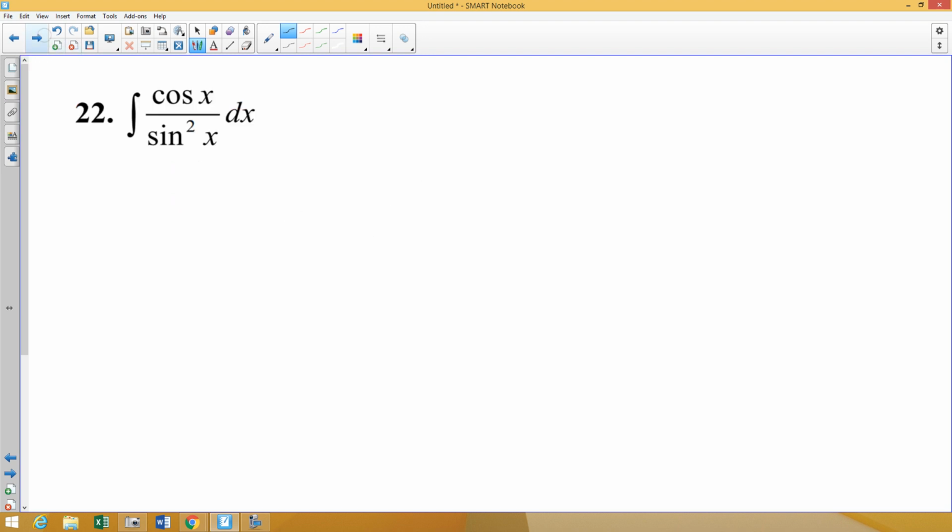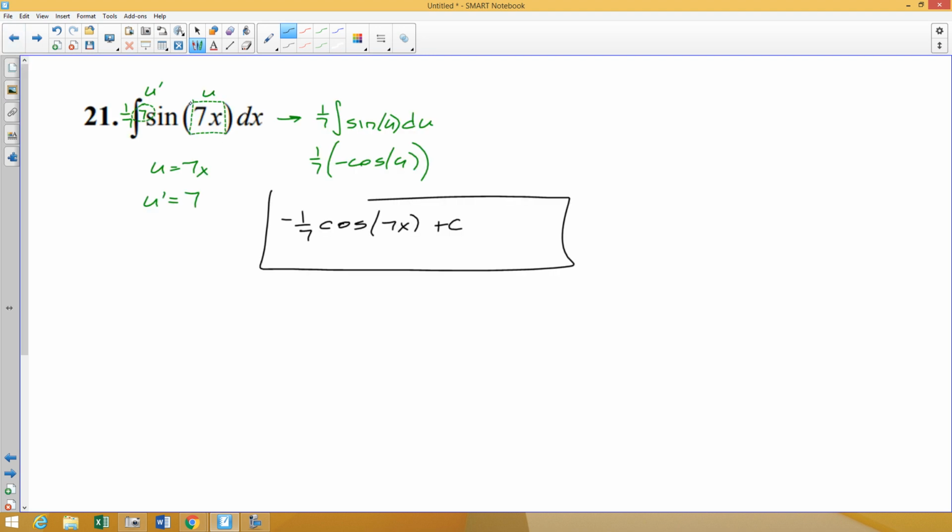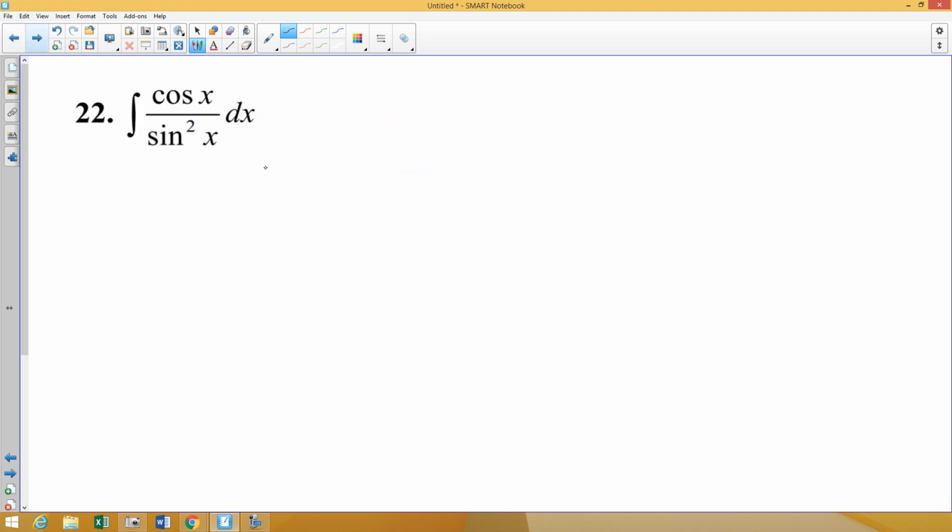So moving on to some other random problems. Let's look at 22, cosine over sine squared of x. This one's a little less obvious because you don't really have the parentheses, which sometimes people look for, like we have on 21, to indicate your u. However, sine squared is the same thing as having all of sine x squared, like that. And with those parentheses, now I see something that could be a u, and I do like sine.